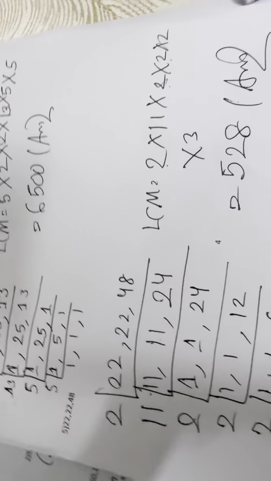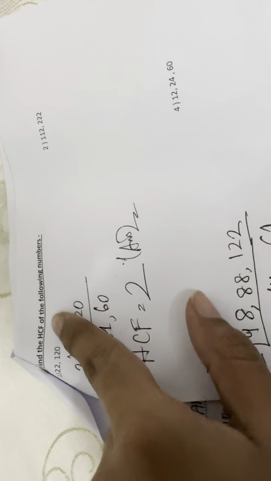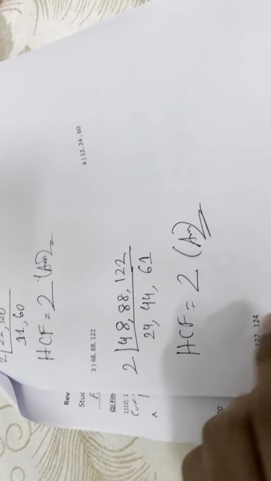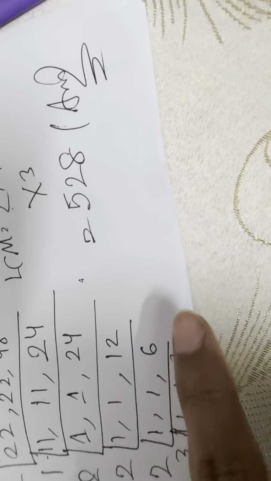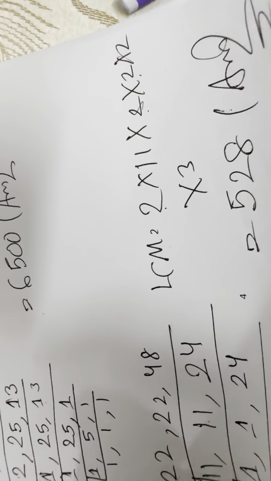Let me explain the difference between HCF and LCM once more. In HCF, if not all the numbers divide, we just stop. But in LCM the target is that you have to bring all of them to 1, 1, 1, make them completely small. This is the difference between HCF and LCM.